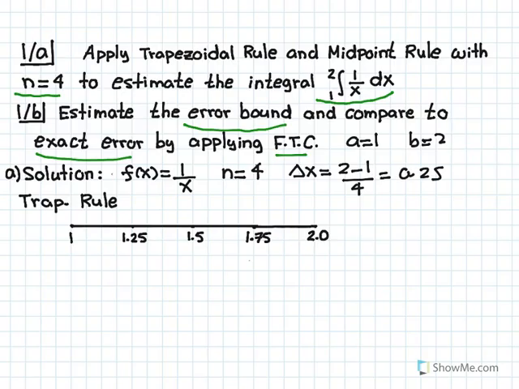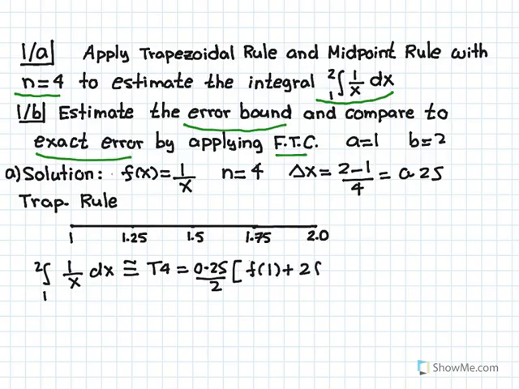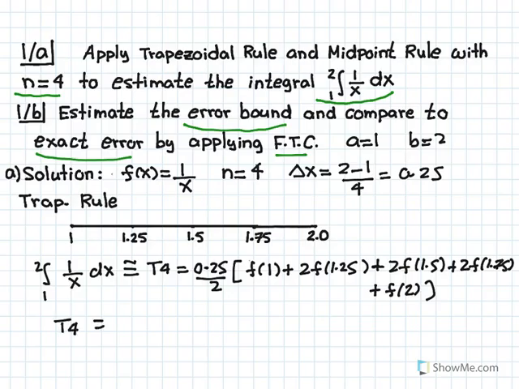So for the trapezoidal rule approximation, the integral from 1 to 2 of 1 over x dx is approximately equal to T4. That's delta x, 0.25, divided by 2, times f of 1 plus 2 f of 1.25, plus 2 f of 1.5, plus 2 f of 1.75, plus f of 2.